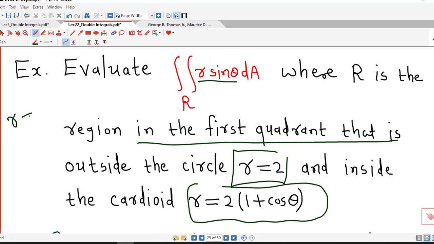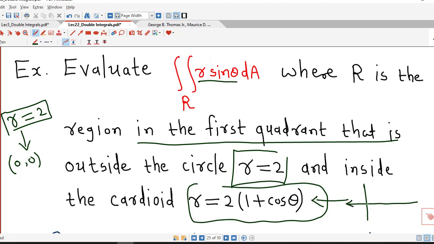And we know that if we have r equal to a, then this represents a circle with center (0, 0) and radius a. Instead of a we have 2, so r equal to 2 represents a circle with center (0, 0) and radius 2. And this is the equation of the cardioid which we just discussed. Here we have 1 plus cos theta and r equal to 2 times 1 plus cos theta. So its graph will look like this. So we will sketch the region of integration.